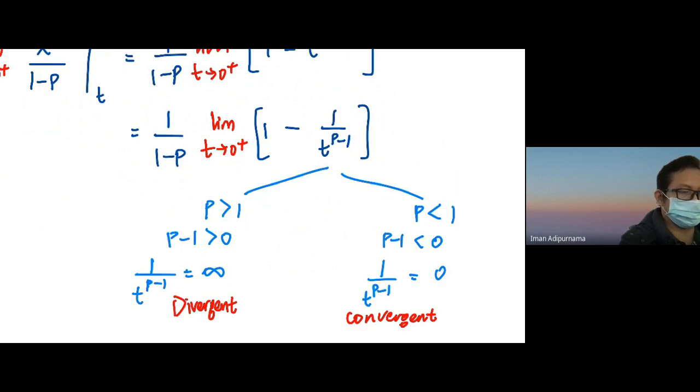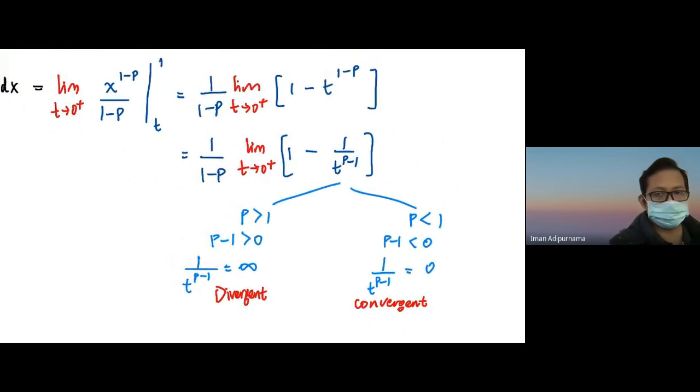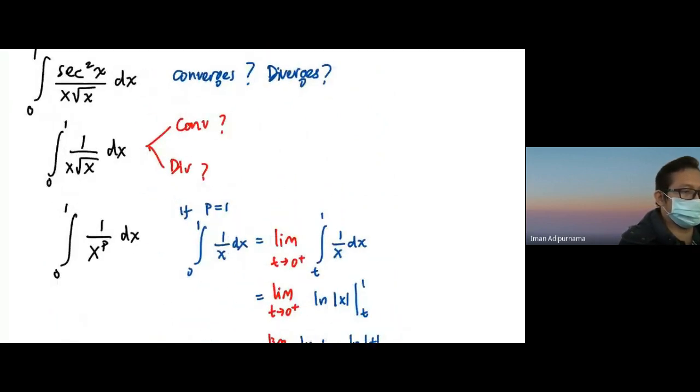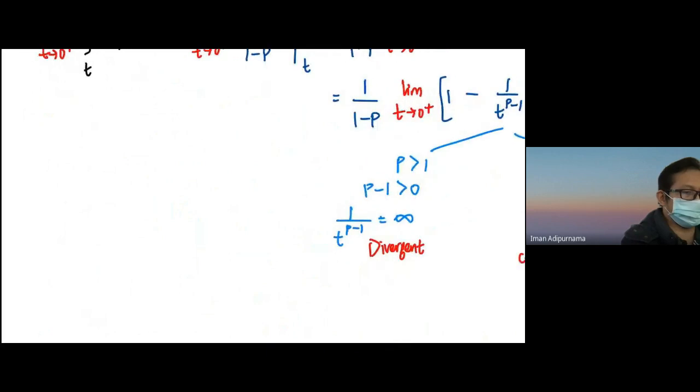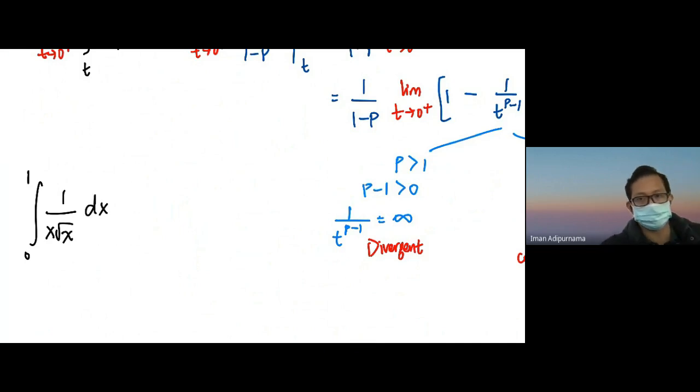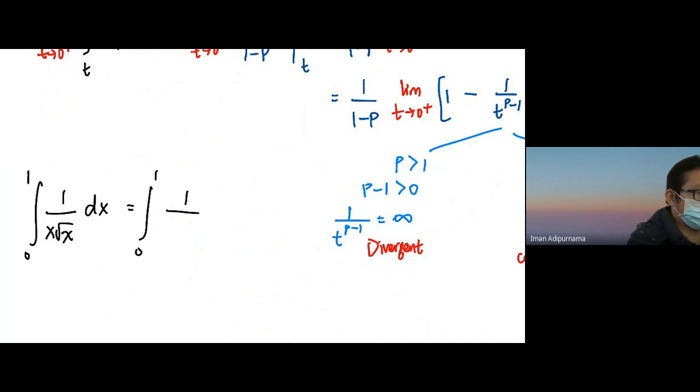So if we look back at our question here, 1 over x square root of x, so we have from 0 to 1, 1 over x square root of x dx. We can write this as 1 over x to the 3 over 2 dx, right? Which means p is greater than 1. And when p is greater than 1, as we mentioned, this will be divergent.